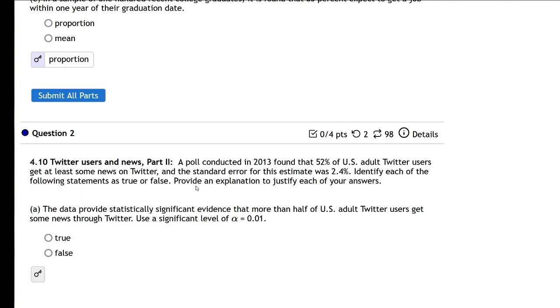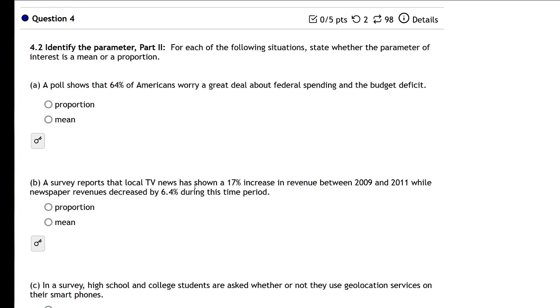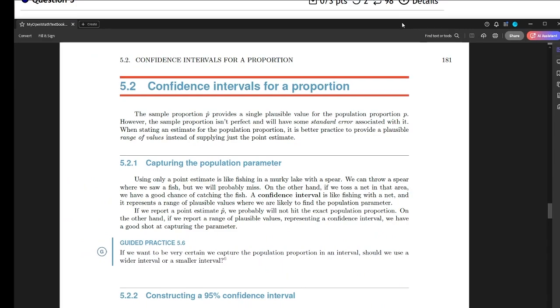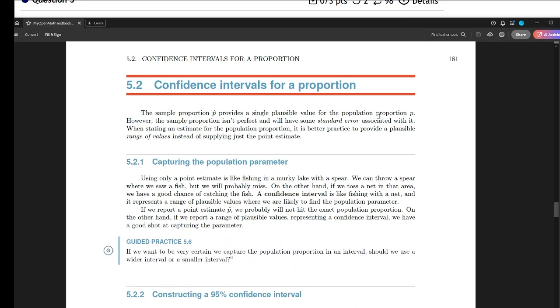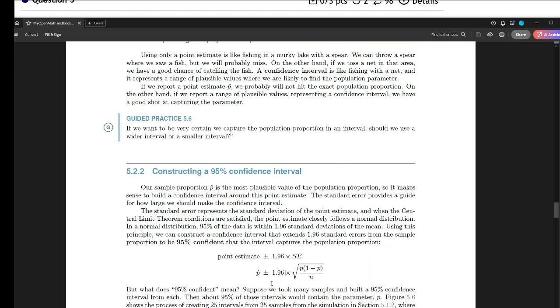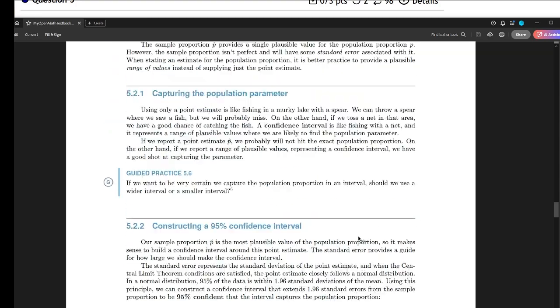Okay, then let's look at problem number 5. A store randomly samples 603 shoppers over the course of a year and finds that 142 of them made their visit because of a coupon they received in the mail. Construct a 95% confidence interval for the fraction of all shoppers during the year whose visit was because of a coupon they'd received in the mail. Okay, so what we want to do is go back and read these few pages about confidence intervals for a proportion, and right here we see how we conduct a 95% confidence interval. So you can go through and you can do that.